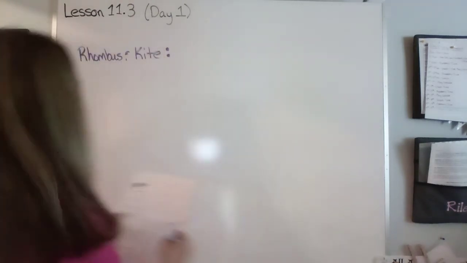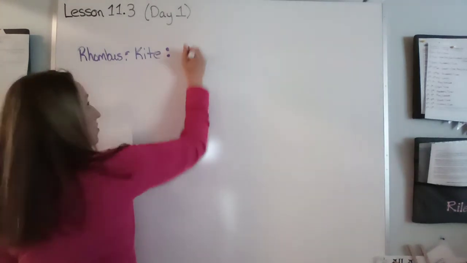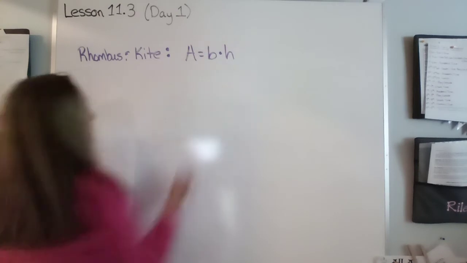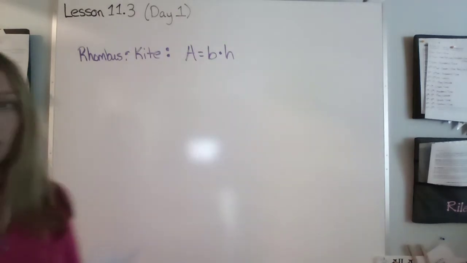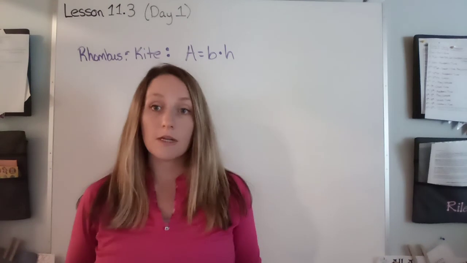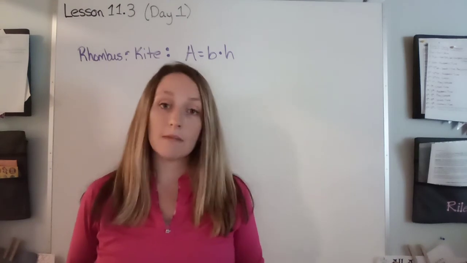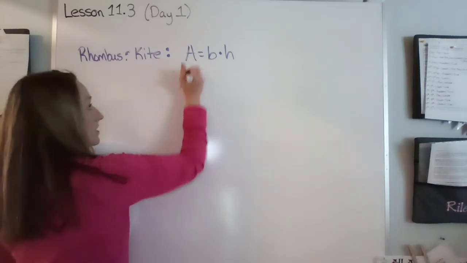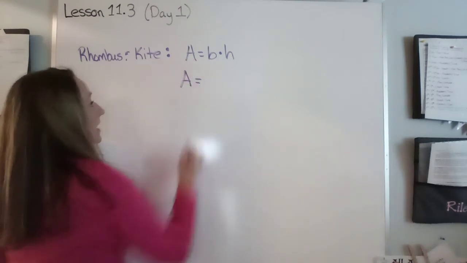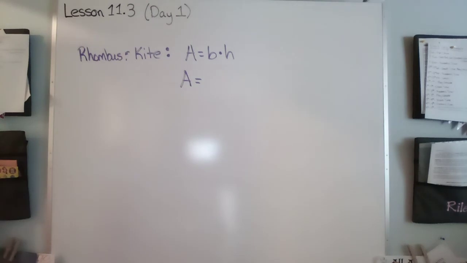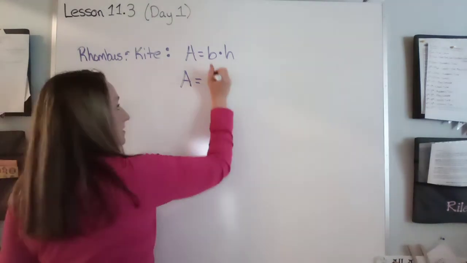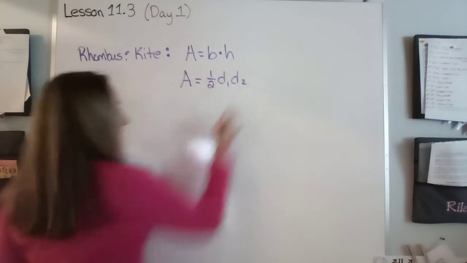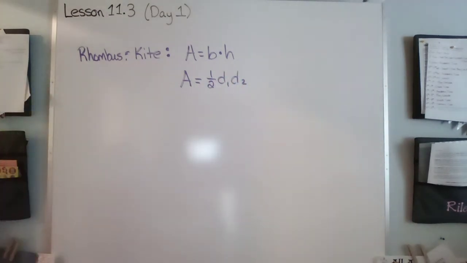Since they are both special types of quadrilaterals, we can always use the area formula base times height, right? That'll work for all quadrilaterals. But depending on the information that's provided, that might not be the easiest formula to use. So another area formula that we're given today is that the area of a rhombus or a kite is equal to 1/2 D sub 1 times D sub 2.